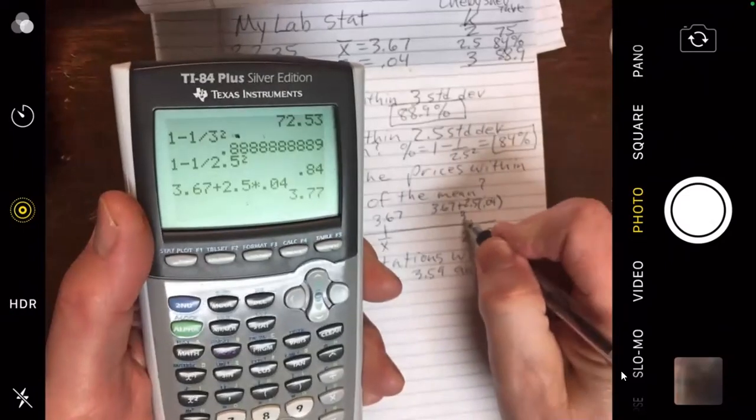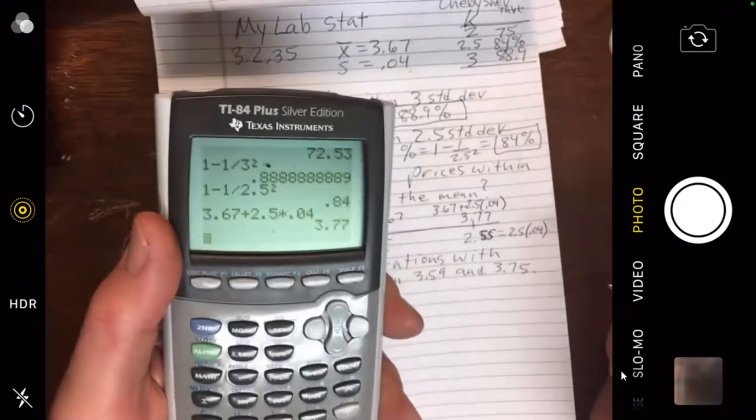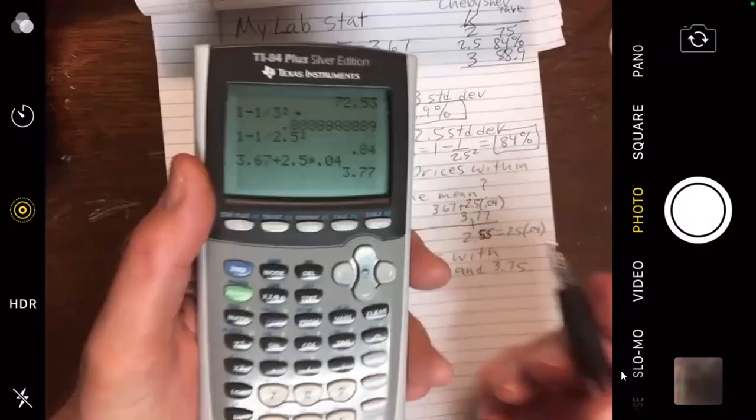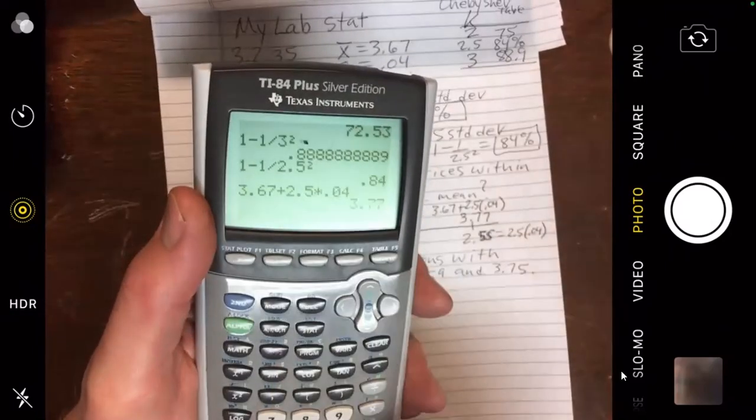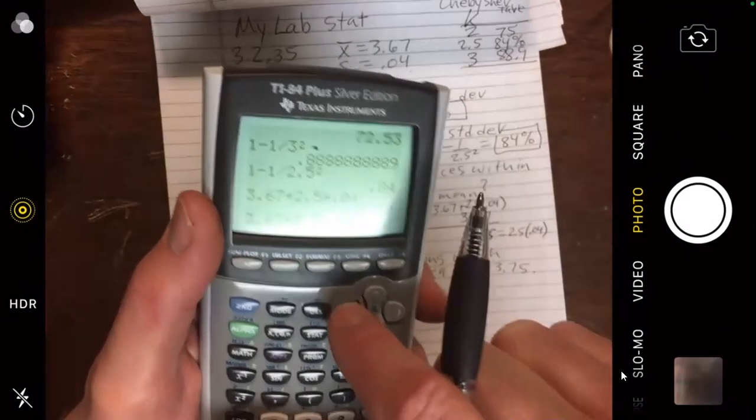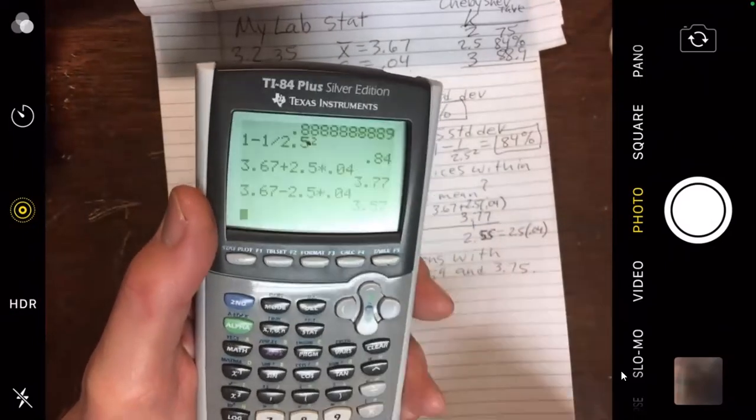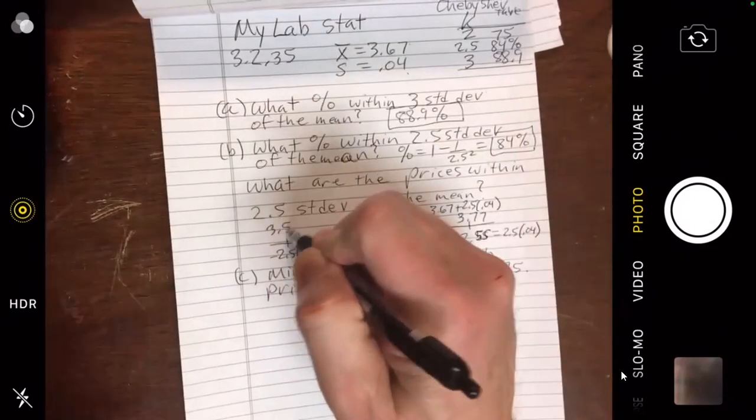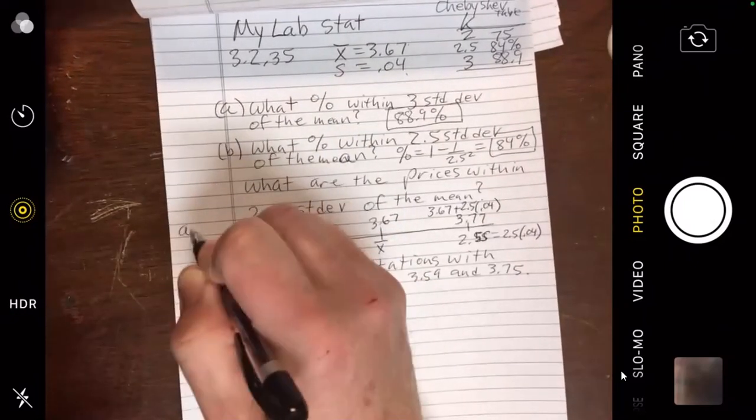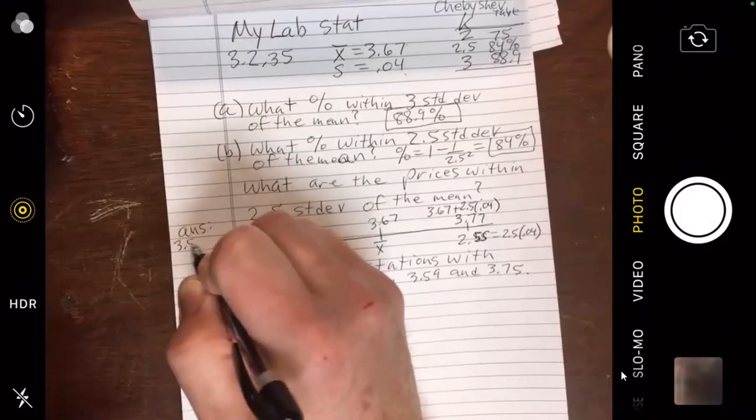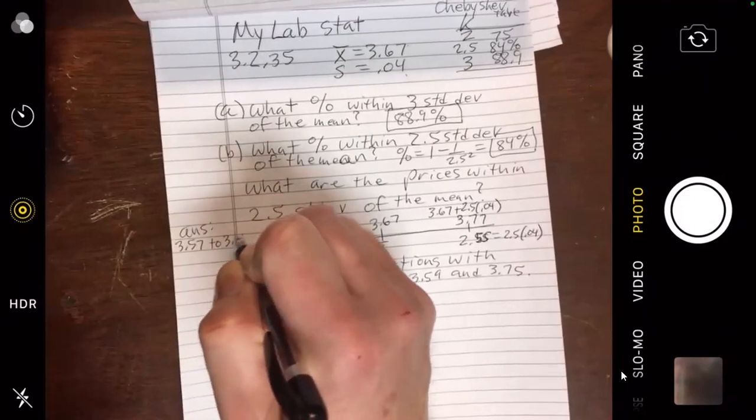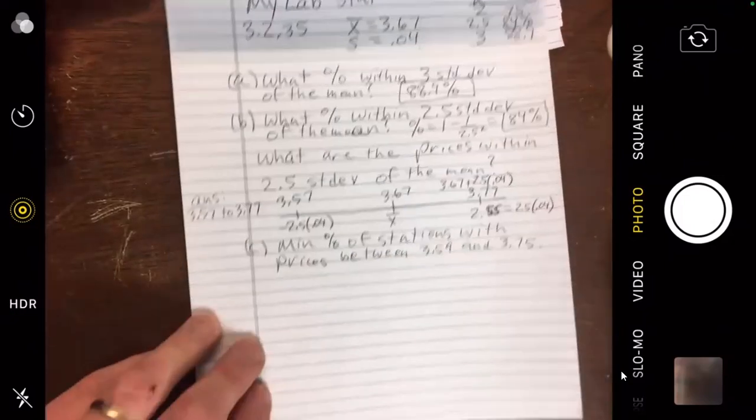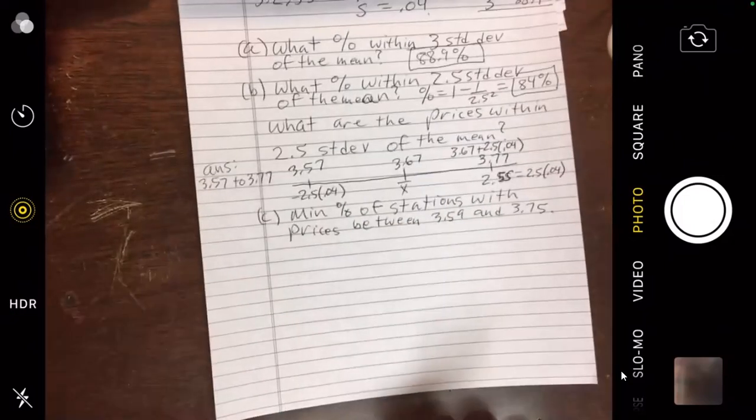$3.77. And all you've got to do to get the other side is just change the plus to minus. $3.57. So the answer here is 3.57 to 3.77. I'll leave it to you to enter that in MyLab. And hopefully I won't look like an idiot.